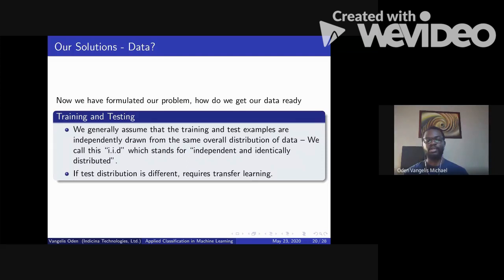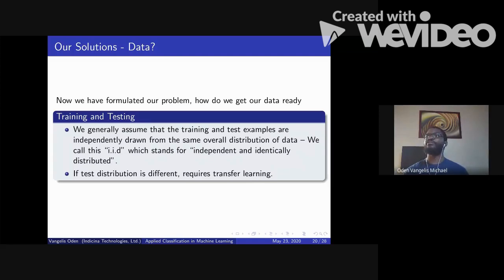Why is it not able to fully understand what it's supposed to be doing? We look at the data, and we look at the model itself. Is that the right model for this problem? Is this the right data formulation for that particular model? We put the two together again and continue iterating to see if it gets better. So we generally assume that the training and the test examples are independently drawn from the same overall distribution of data. We call this the IID, which stands for independent and identically distributed.